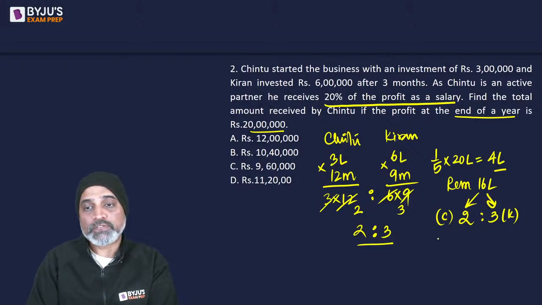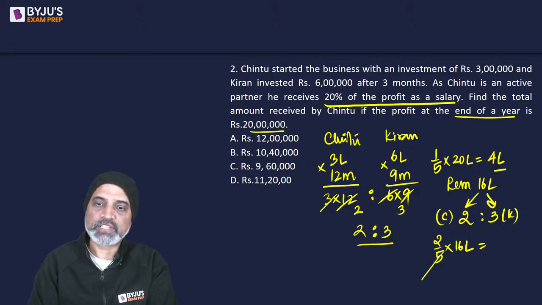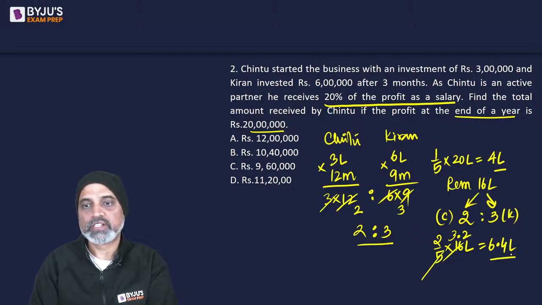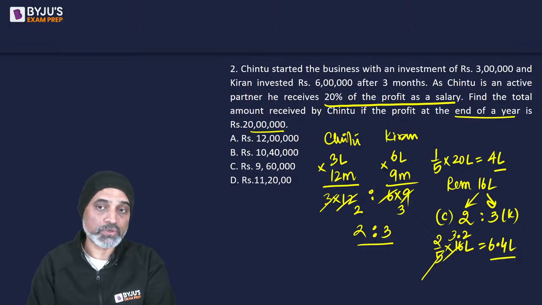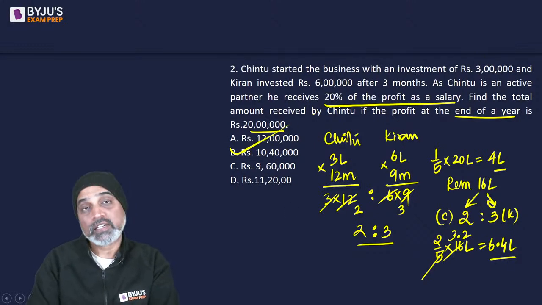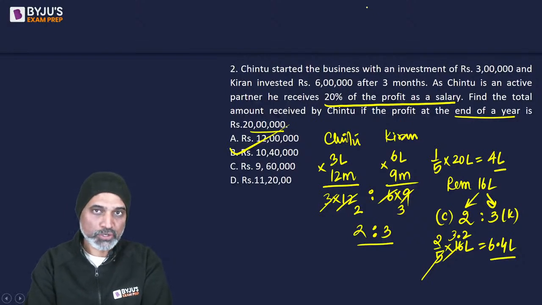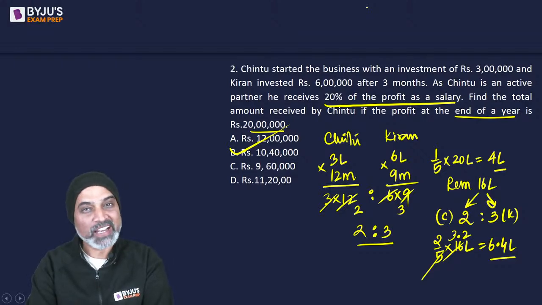So Chintu gets a further 2/5 of 16 lakh as well, which is 16 by 5, going to be 3.2. 2 into 3.2 is going to be 6.4 lakh further. So Chintu gets an overall of 4 lakh plus 6.4 lakh, which is going to be 10.4 lakhs, option B. Okay. So the profit sharing ratio is in the ratio of the product of investment made and the duration.